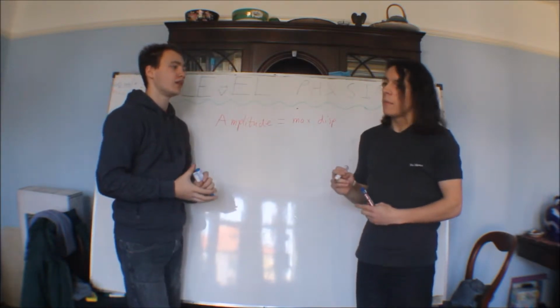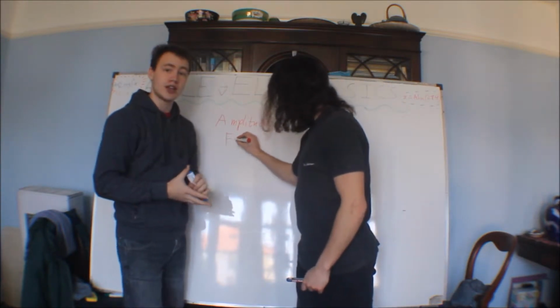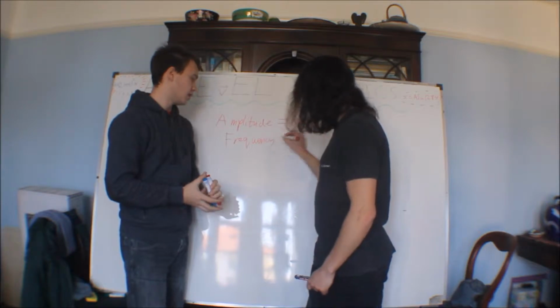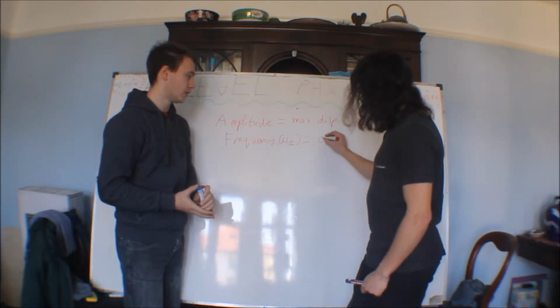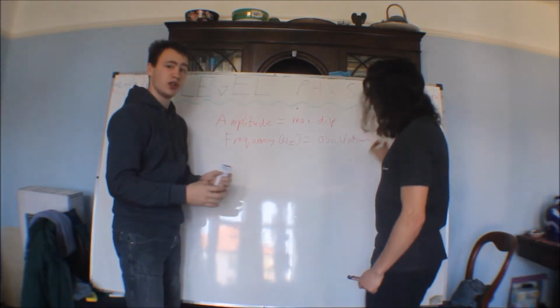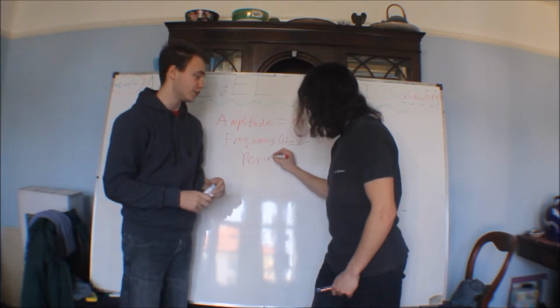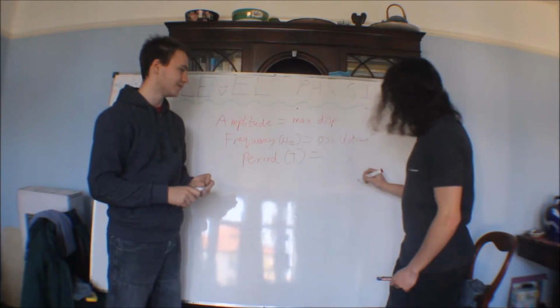Then we have frequency. Frequency is the number of oscillations per second, so it's measured in hertz, as you know. And there's the period, which is the time for one oscillation. To find the frequency, you do 1 over the period. You should know all of these things. It is quite difficult to write this all very quickly and have it even vaguely legible.